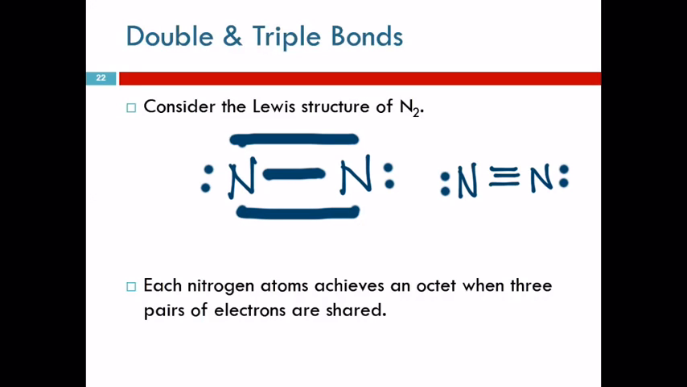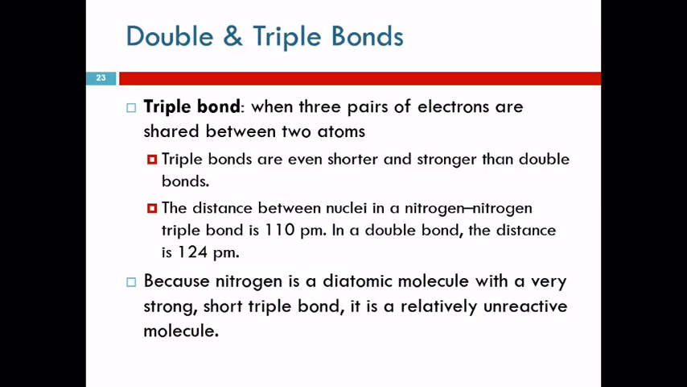By sharing, each of these nitrogen atoms can count 8 valence electrons. 2, 4, 6, 8. And this one also counts the shared electrons. 2, 4, 6, 8. Isn't that cool? So triple bond, sharing 3 pairs of electrons. We represent it as a triple line. And these are even shorter and stronger than a double bond.